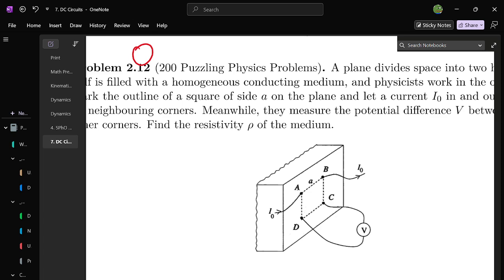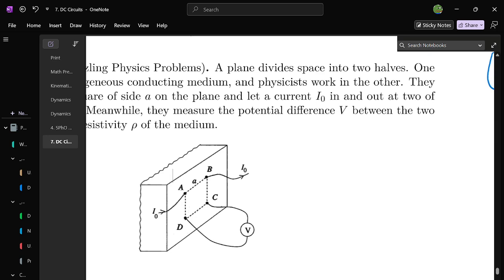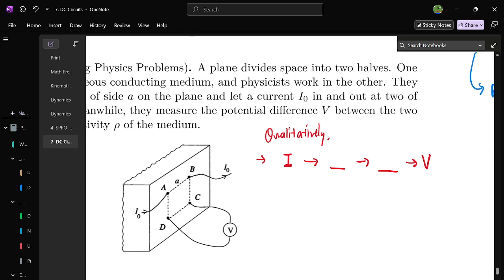So first things first, let's look at this qualitatively. How does a current lead to a potential difference here? You start with current I, then there's a whole bunch of things, and then you finally lead to potential difference. To complete the blanks, this should be quite simple. Current leads to a current density. Current density leads to electric field. Electric field leads to potential difference. So this completes the chain.